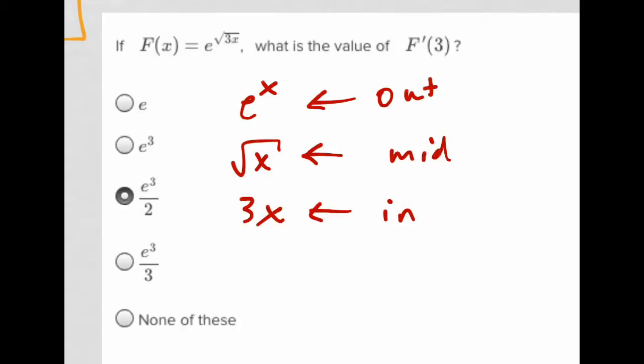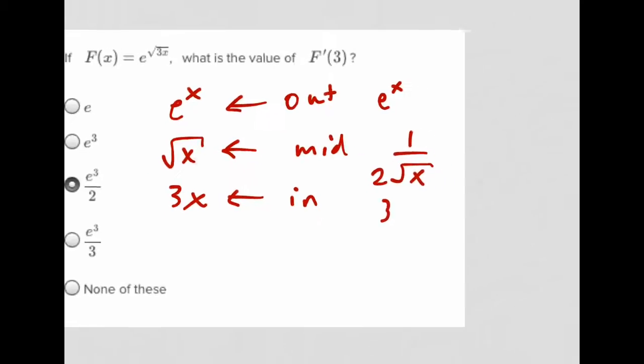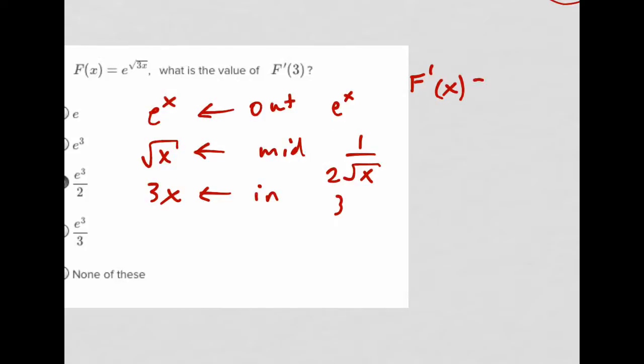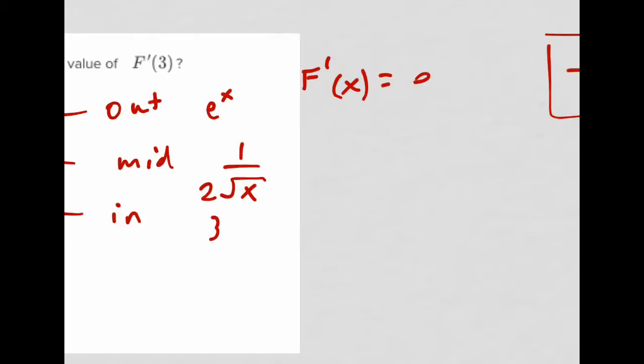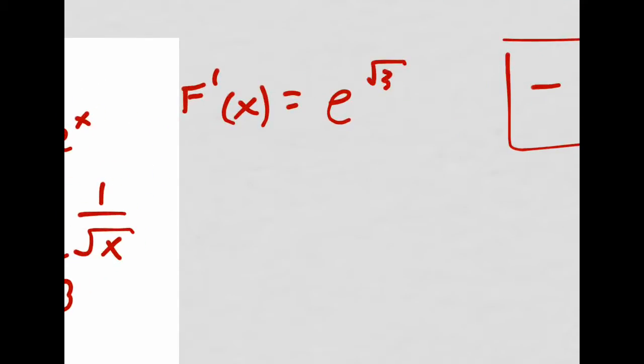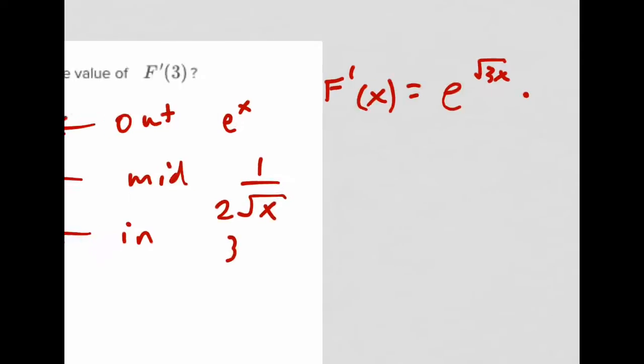Now that that's figured out, the derivative of e to the x is e to the x. The derivative of square root of x is 1 over 2 root x. And the derivative of 3x is just 3. So when I take the derivative, the derivative of the outside with the inside the same. The outside is e to the x, so I do e to the square root of 3x, derivative of the outside with the inside the same, times the derivative of the inside.